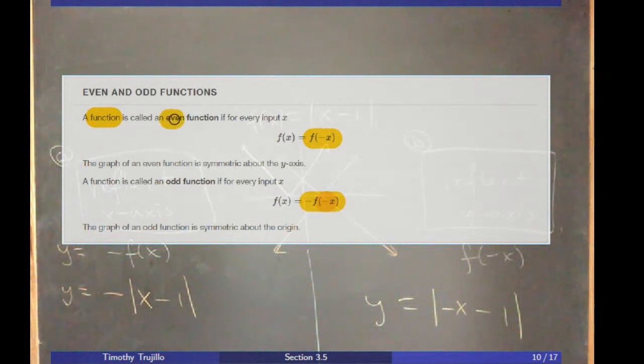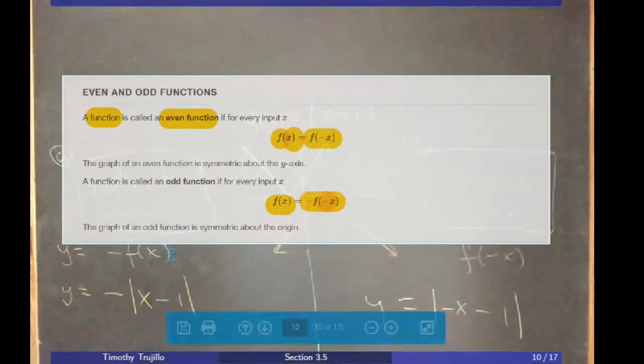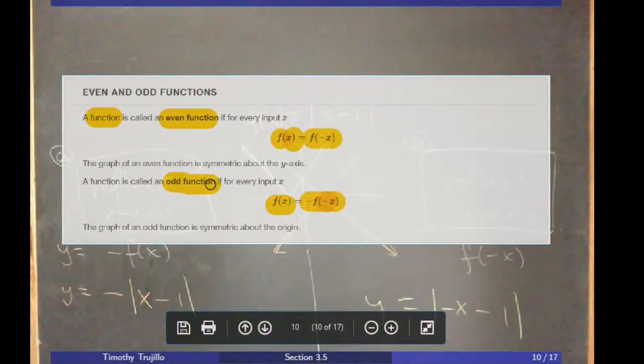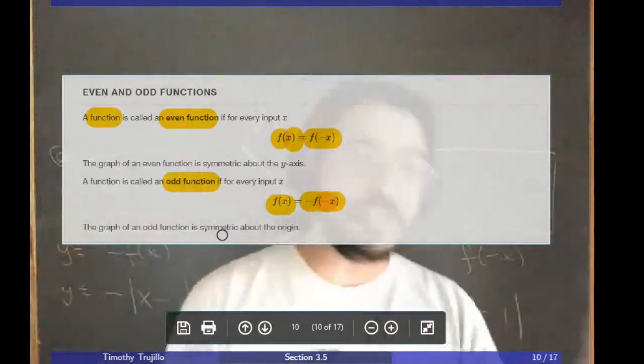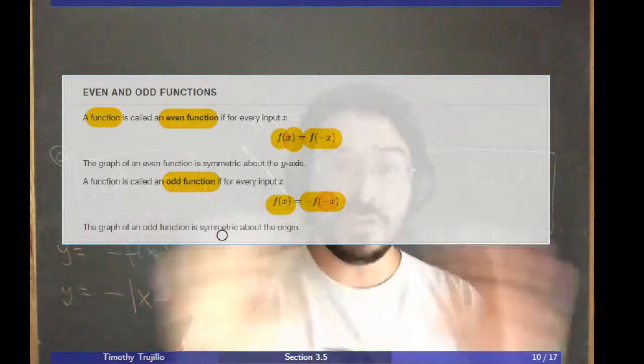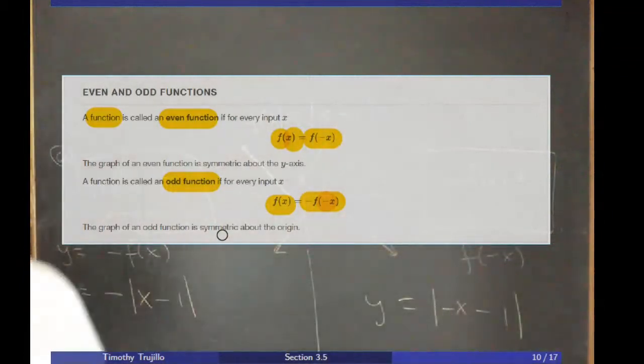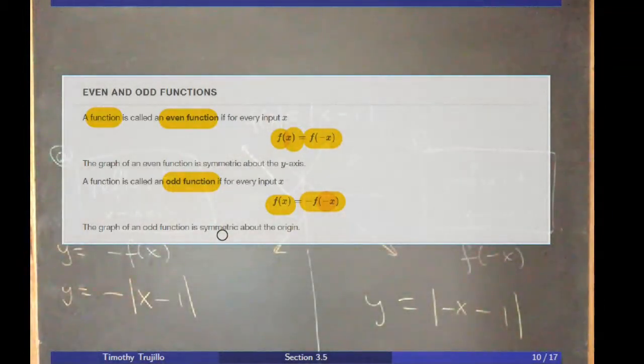The function is what's called even if f of negative x is the same thing as f of x, okay? And the function is odd if f of x is the same thing as negative f of negative x. And if neither of these things is true, we just say that the function is neither even nor odd, right? So functions are either even, odd, or neither, just like numbers, right? You could have a number like 1/2, which is neither even nor odd, but it's still a number.